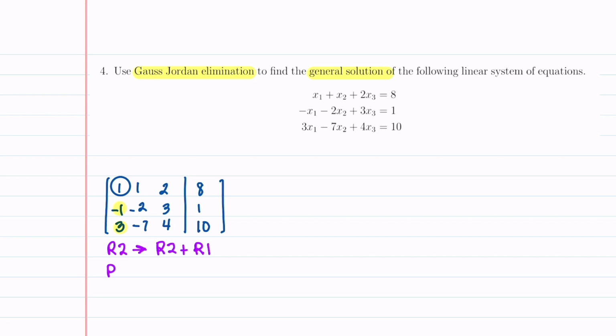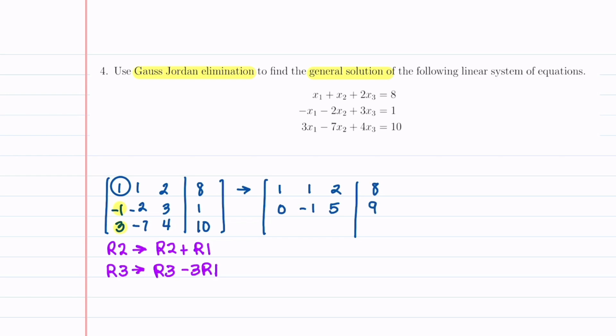And then to get rid of the 3, we're going to take row 3 and replace it with row 3 minus 3 times row 1. Let's go ahead and do that. Our first row is not going to change, so we'll go ahead and write that down. Now our second row, we're going to take row 1 and add it to that second row, so we get a 0, a -1, a 5, and a 9.